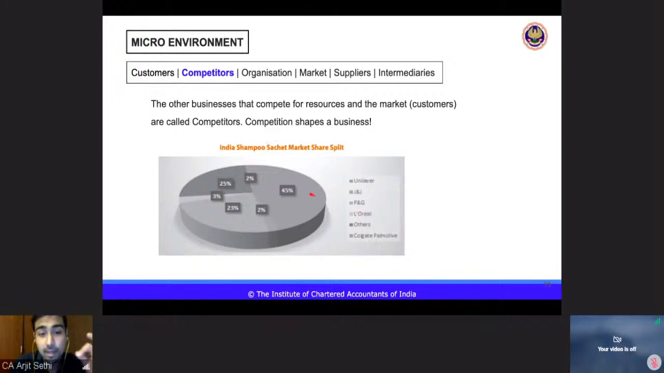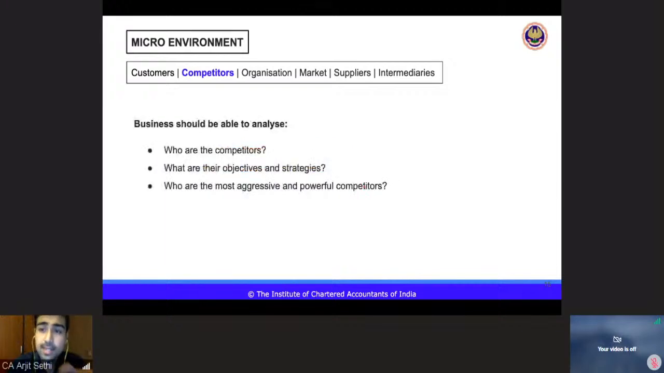So we have an example like Unilever has 45% of customers. One of the biggest players in shampoo is Unilever. Then we have Johnson and Johnson, P&G. So for Unilever, all these firms are competitors. For Johnson and Johnson, all other organizations are competition. For P&G, all other firms are competition. Right? So this is what we're talking about, competitors. Okay. So what should a business analyze when we're talking about competition?